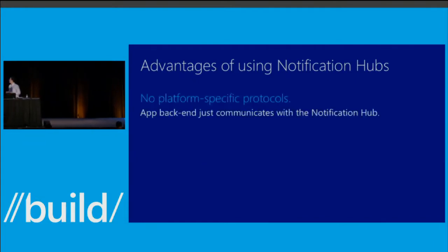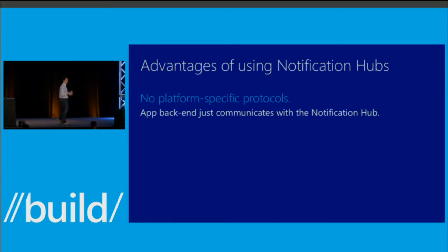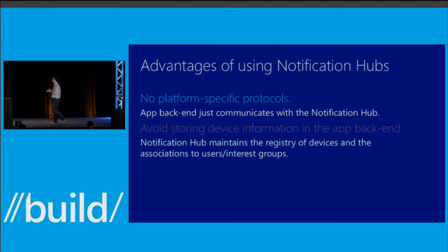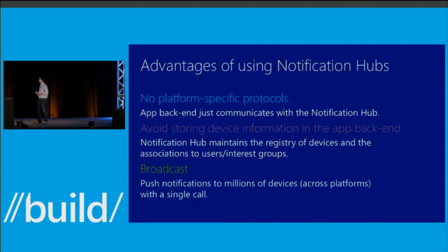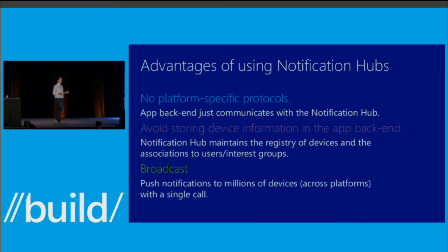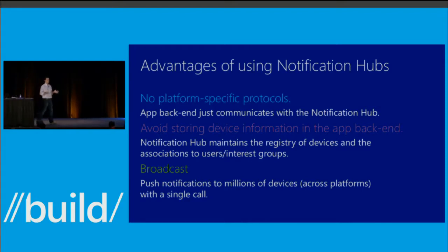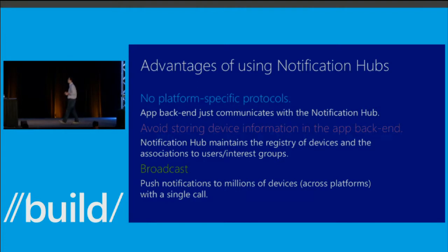So, of course, the advantages are that you have no platform-specific protocols, no need to know that the Apple notification service has a feedback channel. You do not have to store all this device information inside your app backend. And also, you can basically push a notification to millions of devices with a single call. You do not have to batch the work. You do not have to make it asynchronous, create a worker role, or do any of that. We basically are always ready to send a notification to all your app users with a single function call.